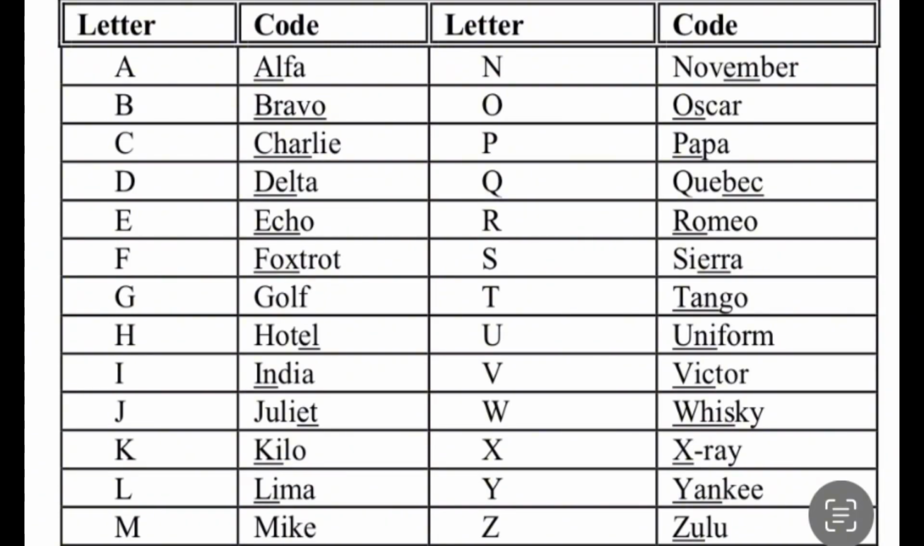A for Alpha, B for Bravo, C for Charlie, D for Delta, E for Echo, F for Foxtrot, G for Golf, H for Hotel, I for India, J for Juliet, K for Kilo, L for Lima, M for Mike, N for November, O for Oscar, P for Papa, Q for Quebec, R for Romeo, S for Sierra, T for Tango, U for Uniform, V for Victor, W for Whiskey, X for X-ray, Y for Yankee, and Z for Zulu.